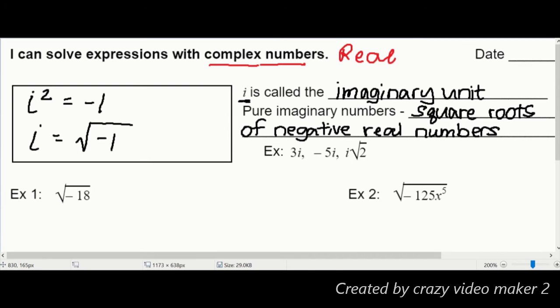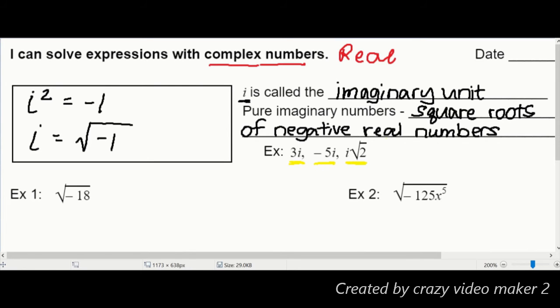So examples of these are like 3i, so 3 times i, because they're right next to each other, and when they're right next to each other, it means they're being multiplied. -5i, and i times the square root of 2.